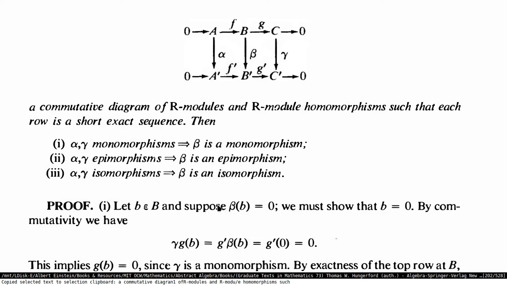So we use commutativity. Beta is in the middle, so you first go with g from B to C, then you come down with gamma to C prime. That is the same thing as using beta to come down from B to B prime, and then doing g prime to go from B prime to C prime. There are two different ways of going from B to C prime.